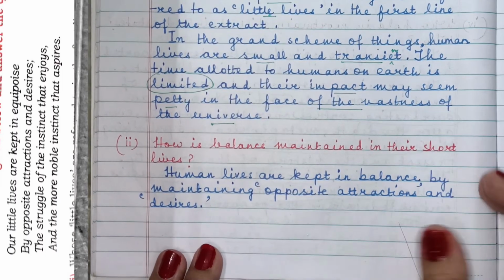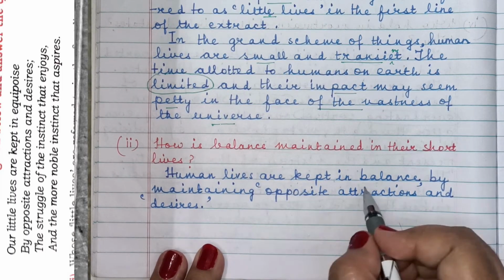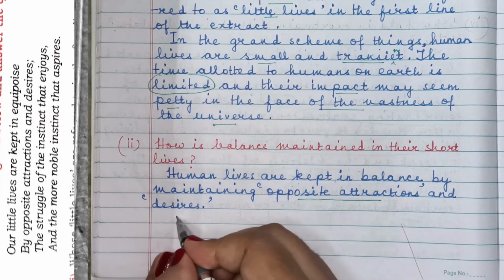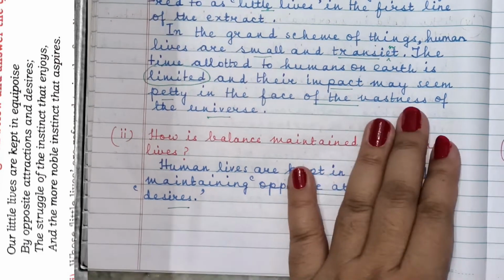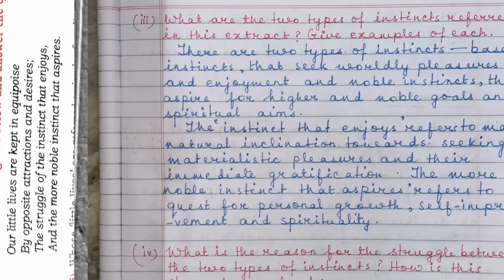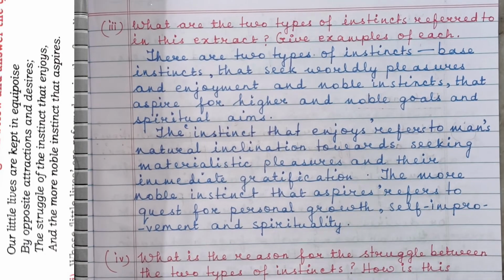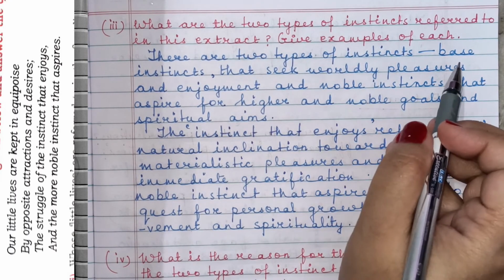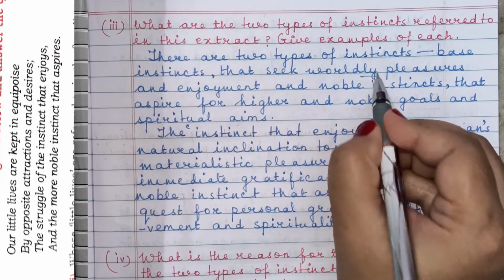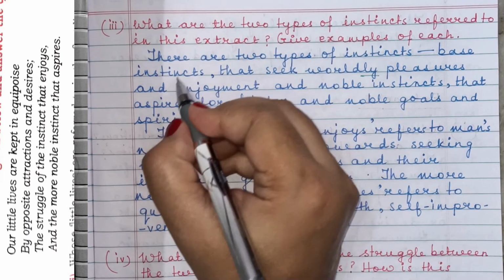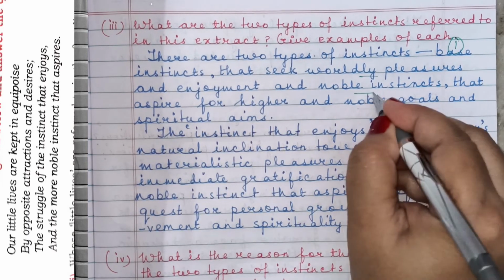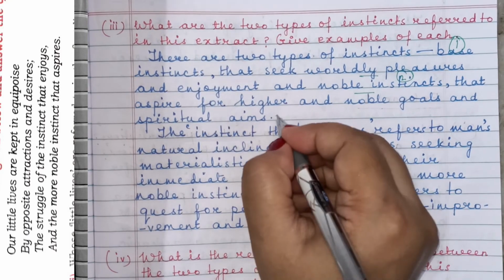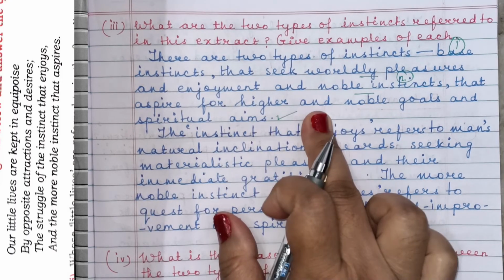How is balance maintained in their short lives? Human lives are kept in balance by maintaining opposite attractions and desires. What are the two types of instincts referred to in the poem? Very, very important. There are two types of instincts. What are they? Give examples. Number 1, base instincts that seek worldly pleasures and enjoyment. Number 2, noble instincts that aspire for higher and noble goals and spiritual aims. So you can stop over here.